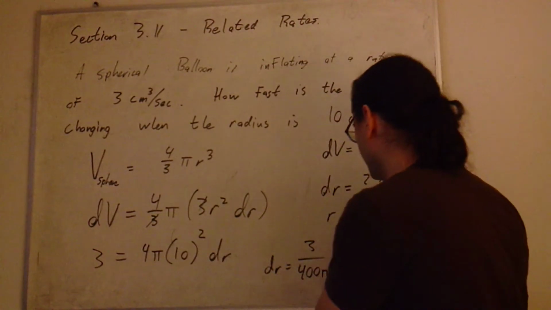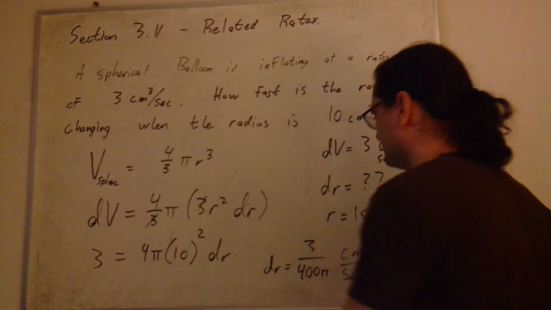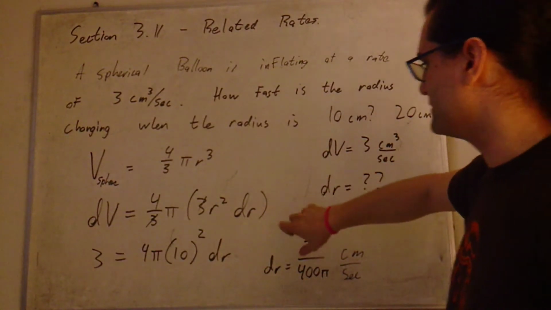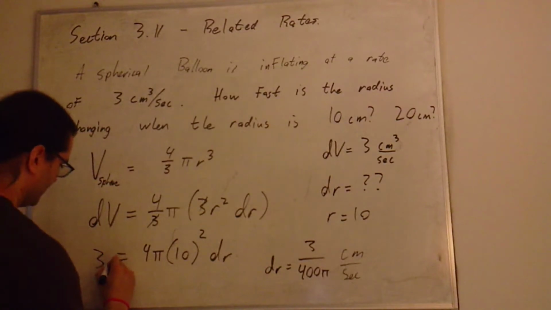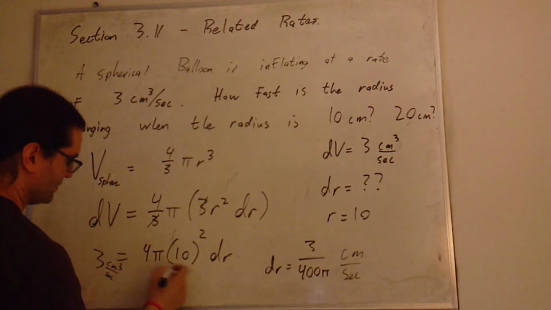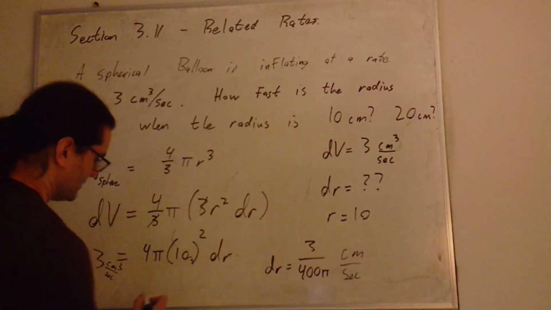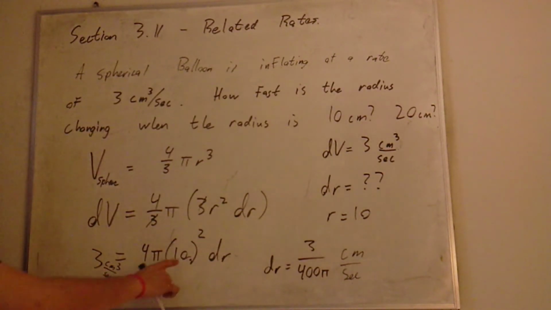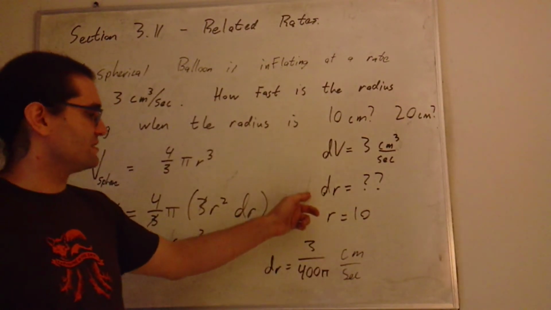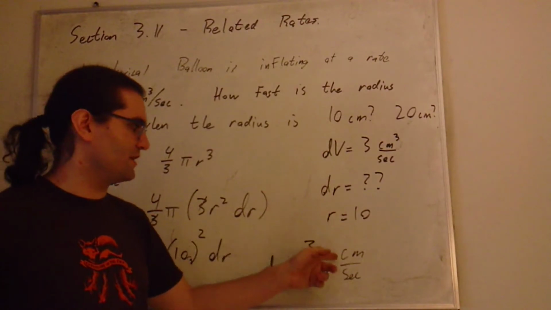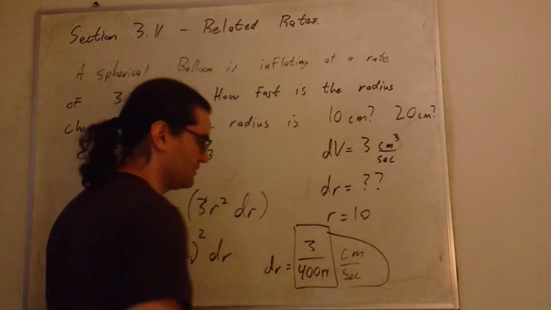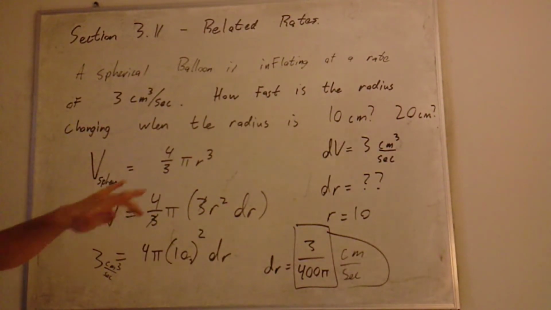I guess it's centimeters. No, centimeters per second. That's what it should be. I left the units off because I'm bad at this. This is 3 cubic centimeters per second. These are unitless. This is centimeters. So cubic centimeters per second got divided by centimeters squared, which leaves us with centimeters per second. Which makes sense. The change in radius is measured in centimeters. Change in radius should be centimeters per second. So 3 over 400 pi centimeters per second is how fast the radius changes when the radius is 10 centimeters.